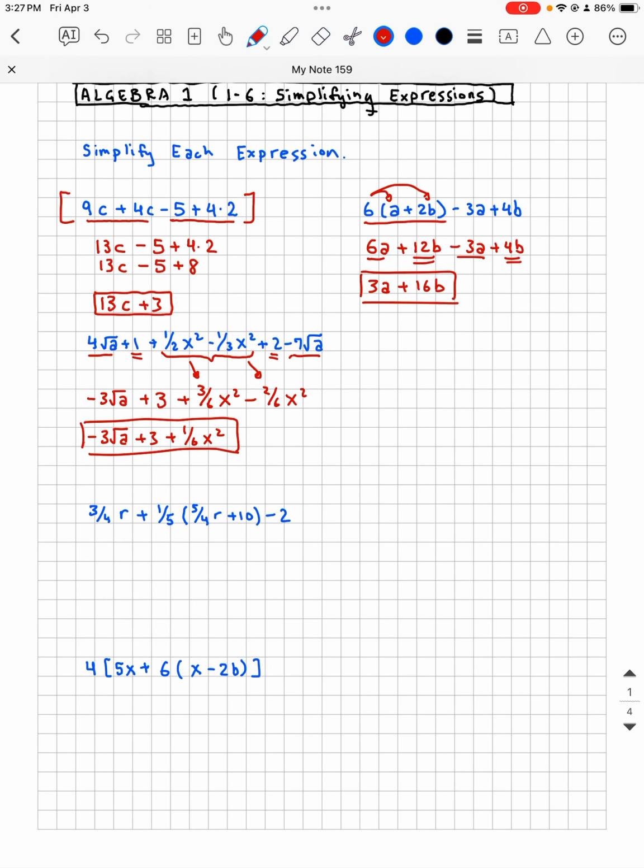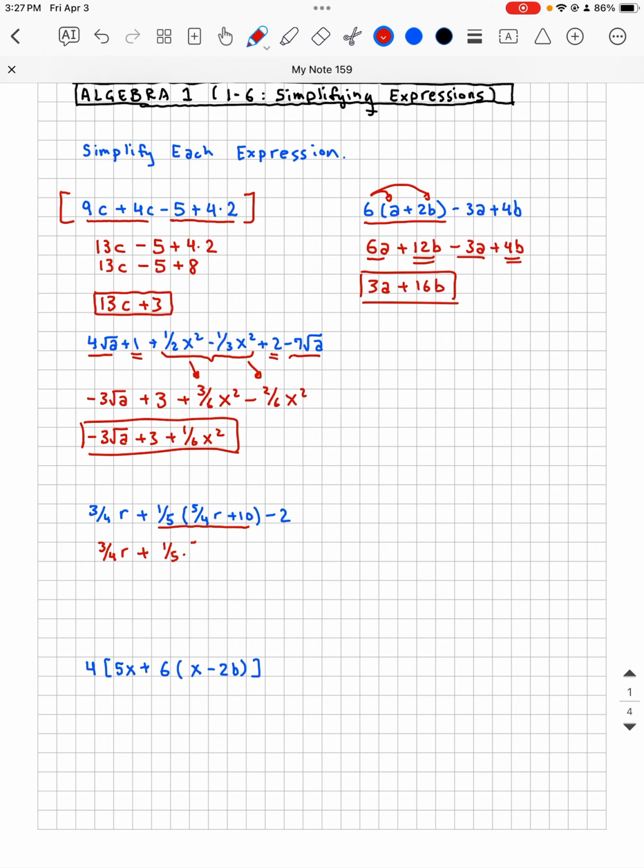By any means, also, if you want to try this on your own and then stop the video and pause and then come back to it, totally fine, right? I want you to get comfortable with this. Okay, so 3/4 r, we're going to go ahead and rewrite that part, plus the middle part, I see this as a distributive property, the parentheses part. So we're going to go ahead and multiply that out.